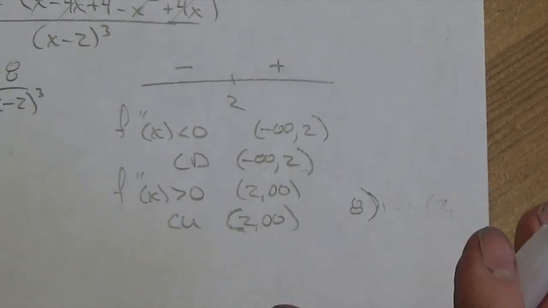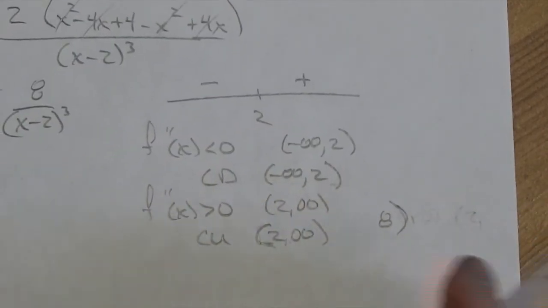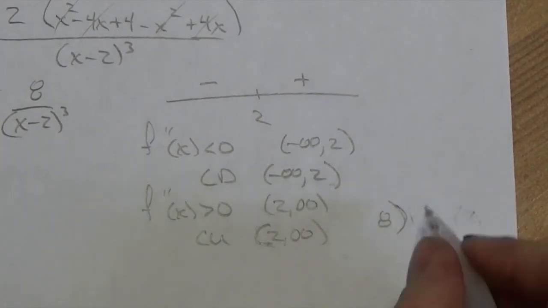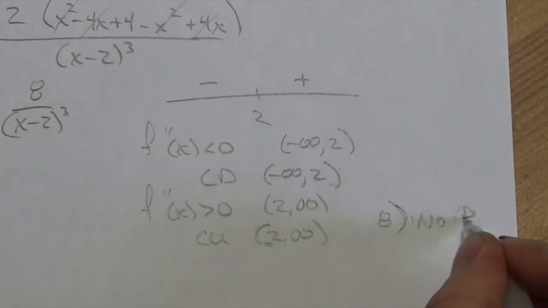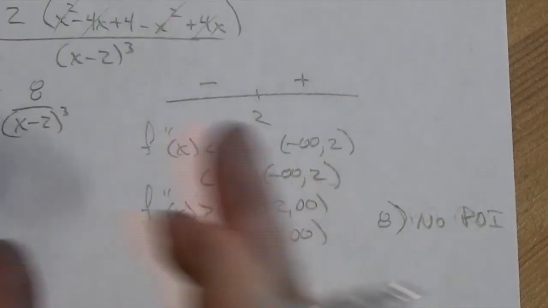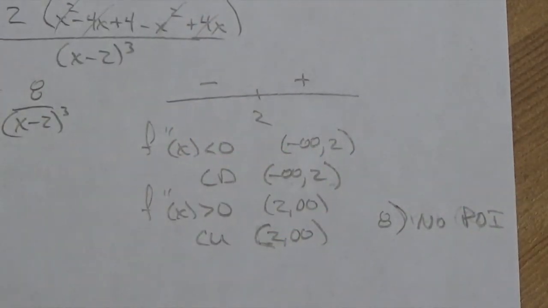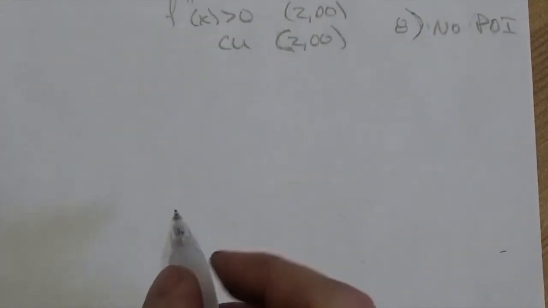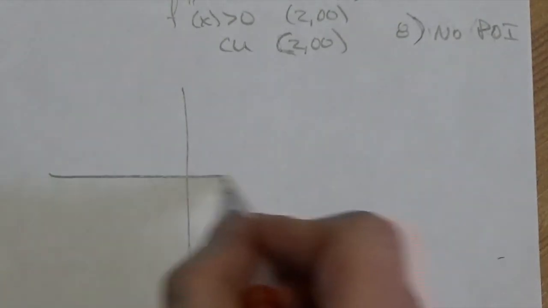I do know that the function's undefined at 2. So there is no point of inflection. What that was is an asymptote, and that's why the behavior is changing on either side there. I'm so sorry about that. This has been a long one. Let's just jump right to the sketch now.